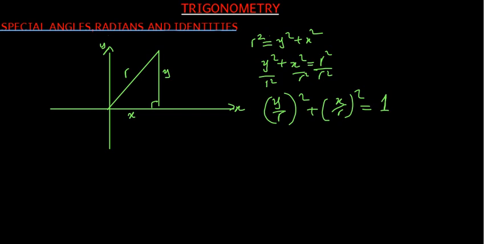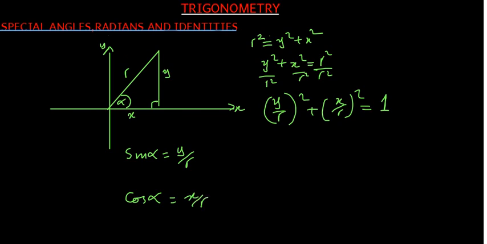Now say this is the angle. Let's say this is alpha, the angle. If we talk about sine, sine alpha is going to be equal to, we know that sine is opposite over hypotenuse. The opposite is y. The hypotenuse is r. So sine alpha is going to be y over r. And then cos alpha, we know that cos is adjacent over hypotenuse. The adjacent is x, hypotenuse is r. So that will be x over r.